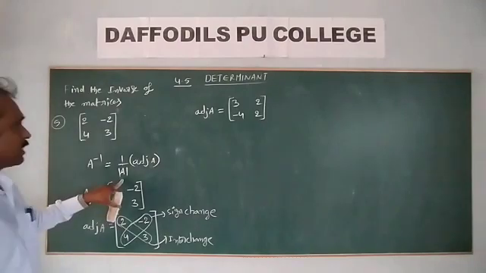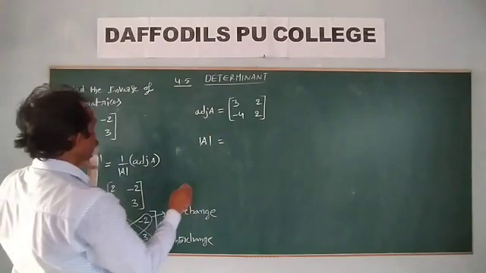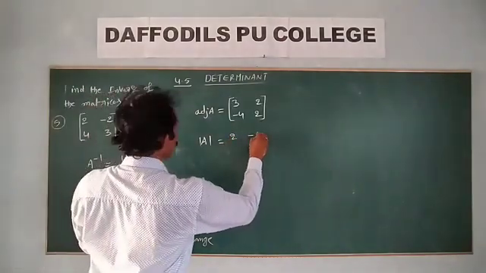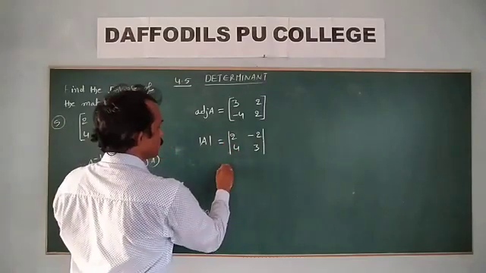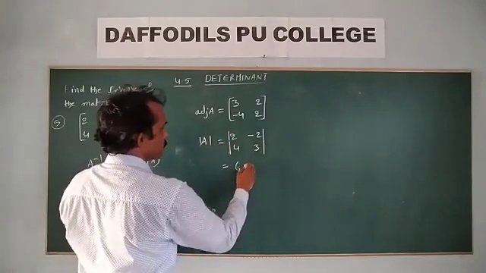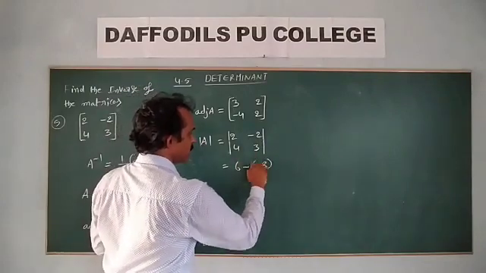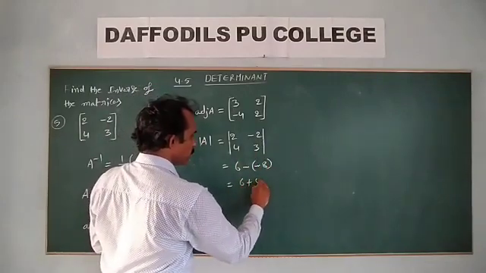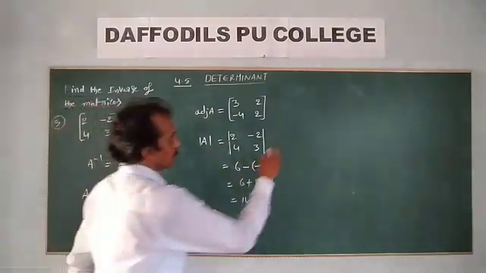Next, we want det A. So find the determinant of A. This value is 2, minus 2, 4, 3. So that is equal to 2 threes, 6, minus 4 twos, minus 8. So that implies 6 plus 8, 14. Determinant A is equal to 14.